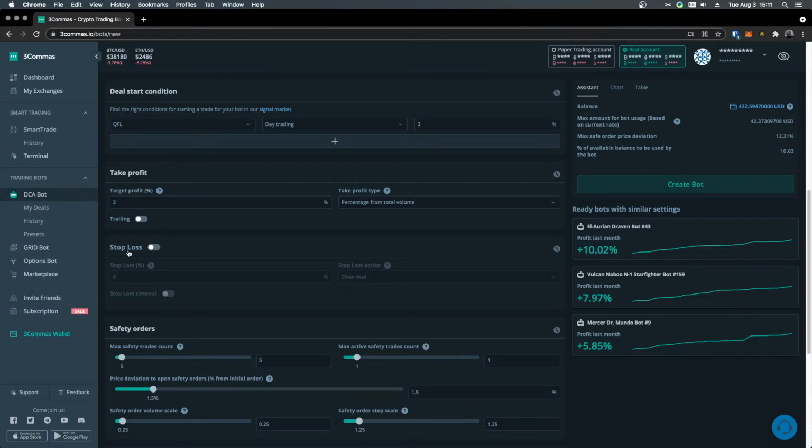Or I do not do a stop loss. I was looking at the wrong spot. I do not do a stop loss because we are dollar cost averaging in here.